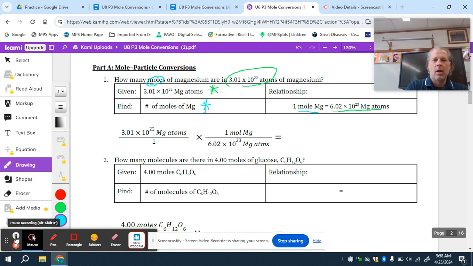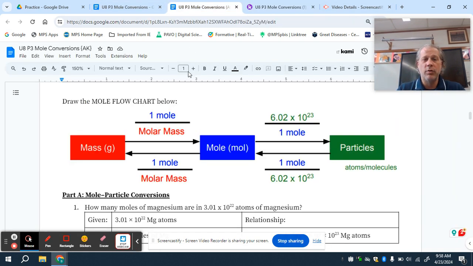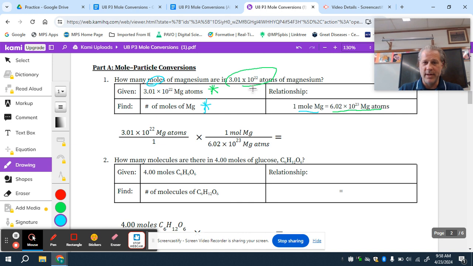That's the relationship between 1 mole of anything and any number of particles of that one thing. So if we look back at the mole flowchart here, we're really focusing on the right side of it. So we're looking at moles and we're looking at particles. These parts right here are what is telling us what to do. Again, the problem is asking us to convert from atoms to moles.